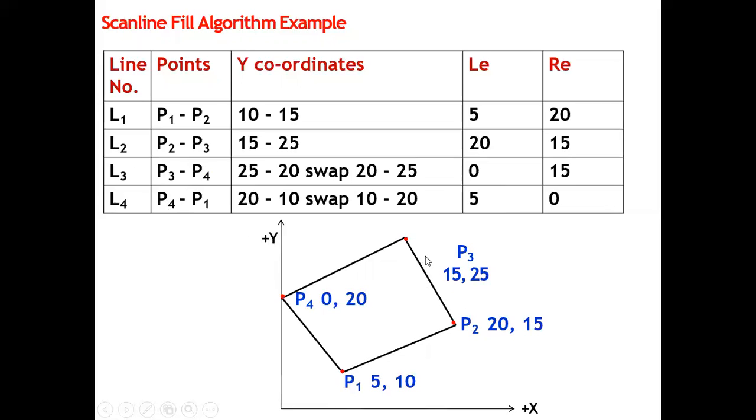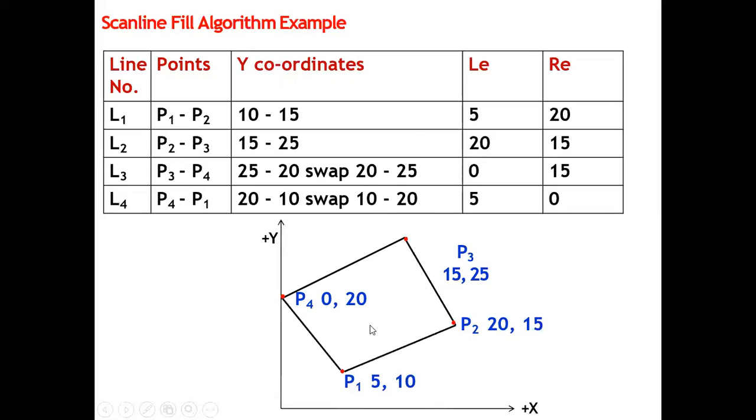Then coming to the next line, which is P3 to P4. So P3 to P4, I have my y min as 25 and y max as 20, right? Because I'm coming from P3 to P4, so 25 to 20. But I cannot fill from 25 to 20 because always we have the condition that y min should be lesser and y max should be higher. Therefore we have to swap the values. I will get it as 20 and 25.